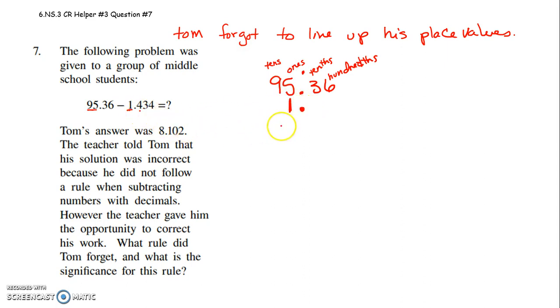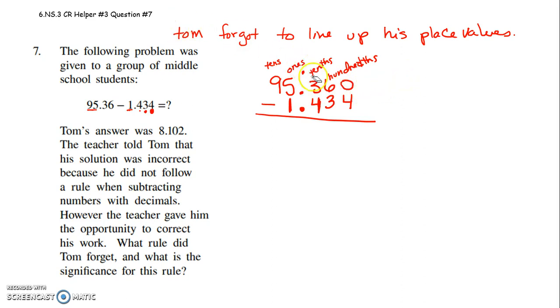This 4 is in the tenths, so that better get lined up right beneath the 3, which is already in the tenths. This 3 is in the hundredths, so that better get lined up below the 6, which is already in the hundredths. And this 4 is in the thousandths place, so then I have to move that 4 over to the thousandths place. Then I'd be ready to subtract. Now here's the deal. If there's no number here in the thousandths place, you can use a 0 placeholder when there's no values after it.